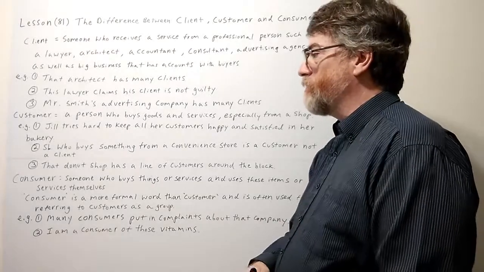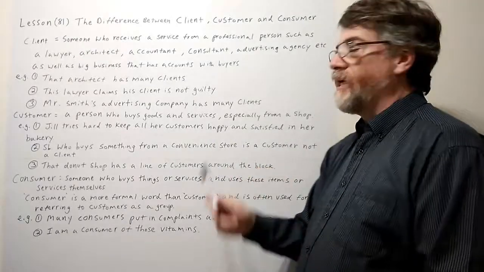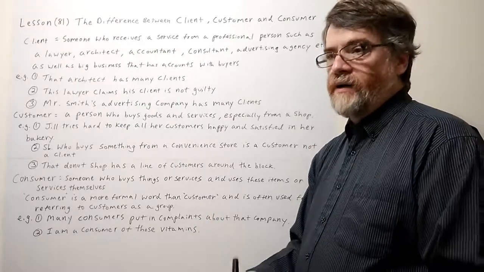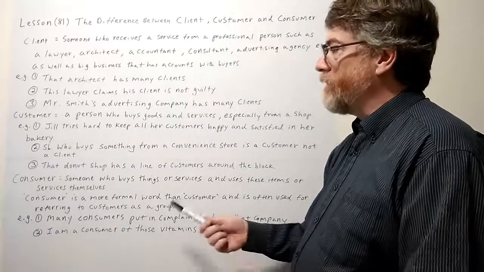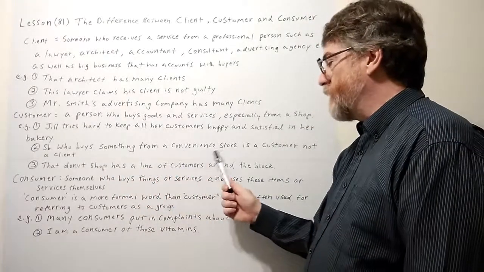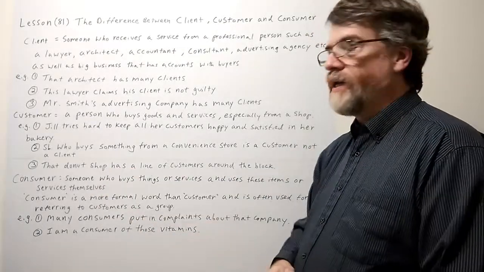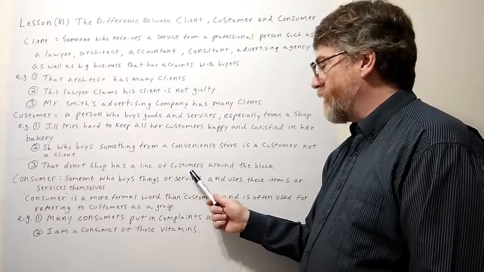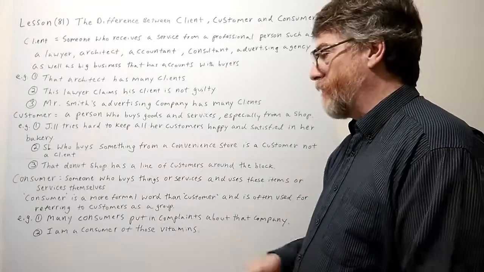Good. So let's take a look at the first one. Jill tries hard to keep all her customers happy and satisfied in her bakery. Yeah, so the people who buy from her, she has a shop, she has a bakery. They're her customers. She doesn't call them clients. Definitely not. Okay, good. So let's take a look at the second one. Somebody who buys something from a convenience store is a customer, not a client. Yeah, again, definitely. Okay, good. That donut shop has a line of customers around the block. Yeah, all of these we would definitely not use the word client for.